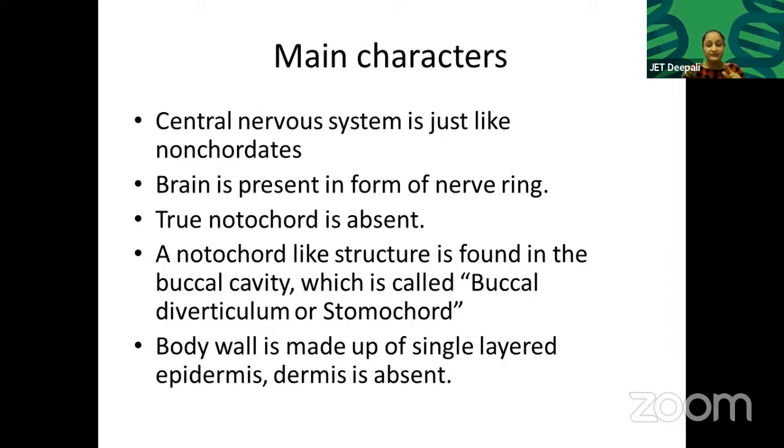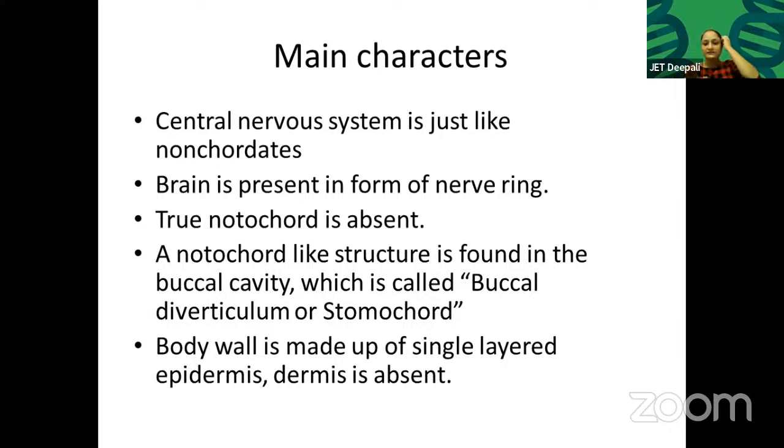Talking about the nervous system, it resembles that of non-chordates. The brain is present in the form of a nerve brain, so a well-developed brain is lacking. A true notochord is absent, but they have a notochord-like structure, which is why half of their characters are chordate characters. They do not have a proper vertebral notochord.